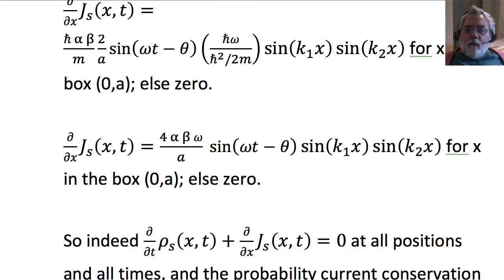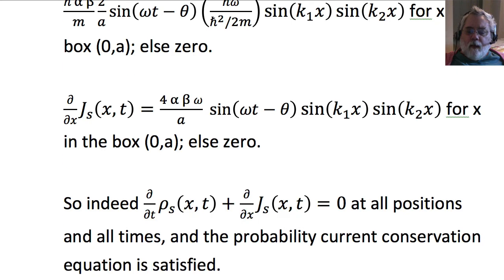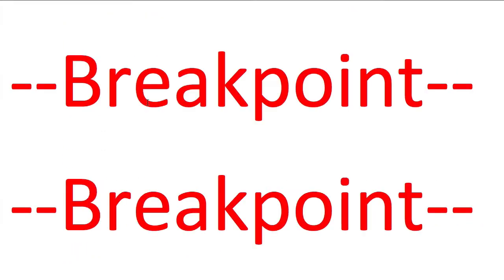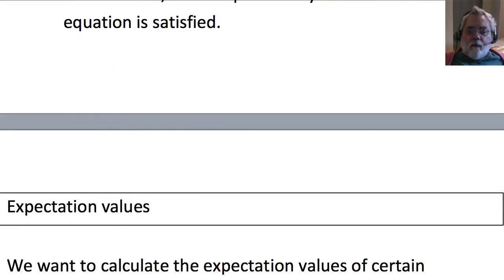So after we do all the work, we do find that when we substitute the values back into this equation, we do get 0 at all positions and at all times, and the probability current conservation equation is satisfied. This is a possible time to take a break.